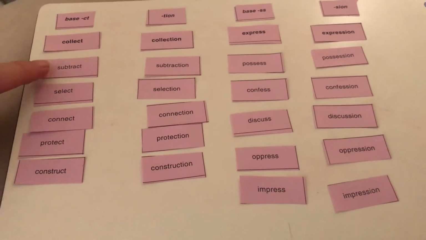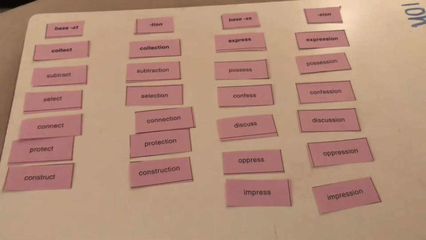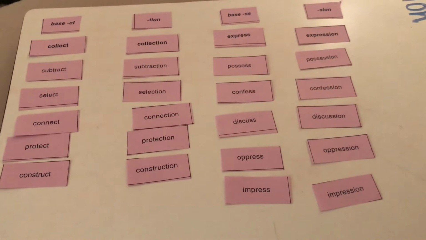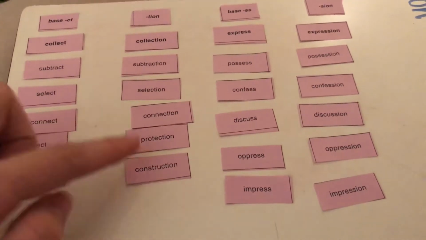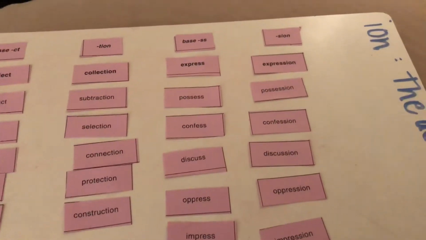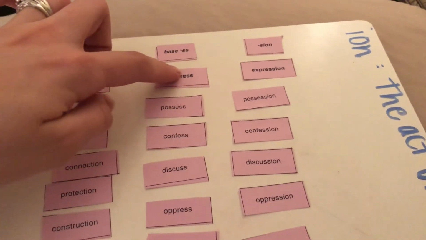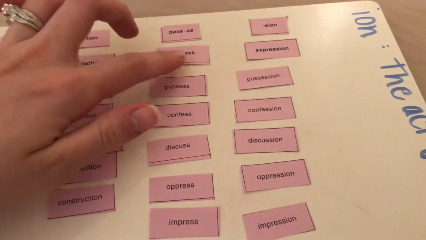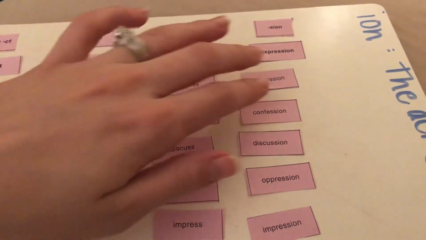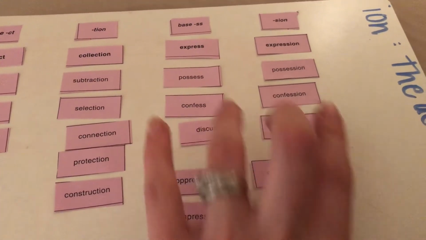Subtract, however, when we take things away, subtraction is the act of taking things away. So you can see those connections between these. That ION is the act or result. Same over here, express and expression. So if I express myself, one result might be the expression on my face. If I confess something, I have given a confession. That's the result.